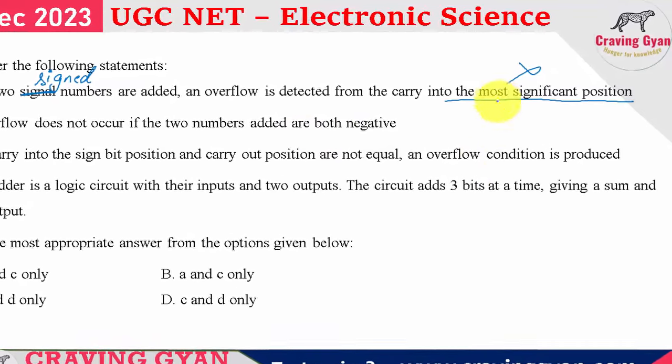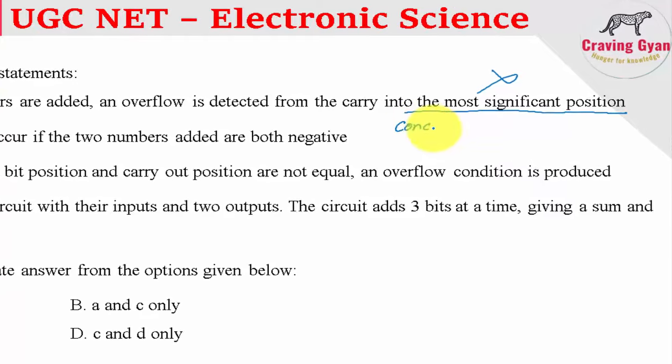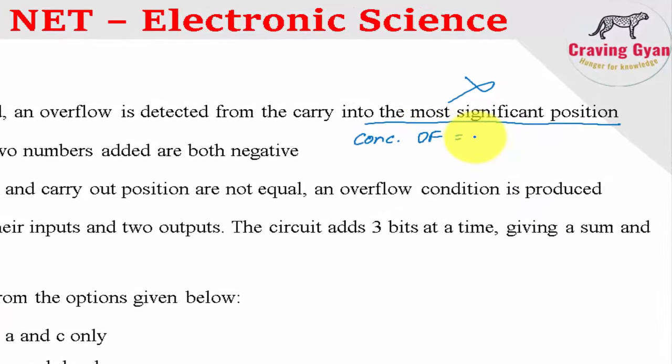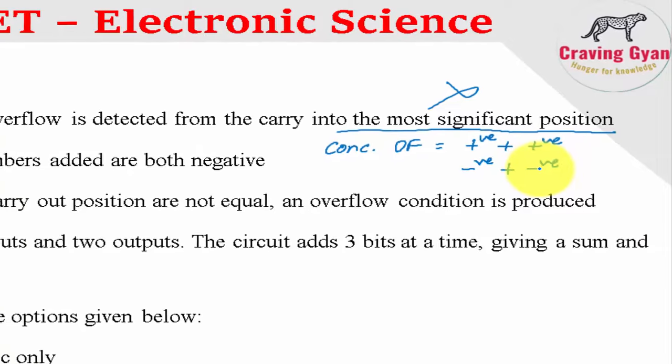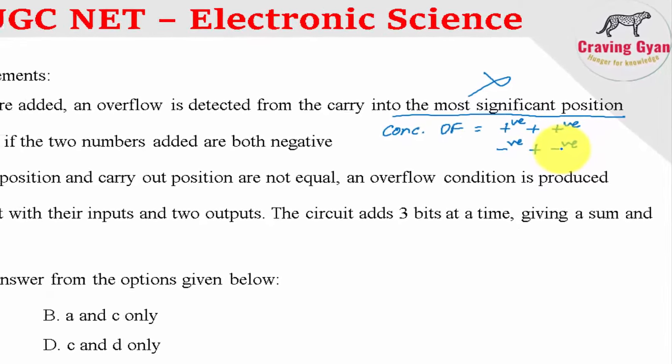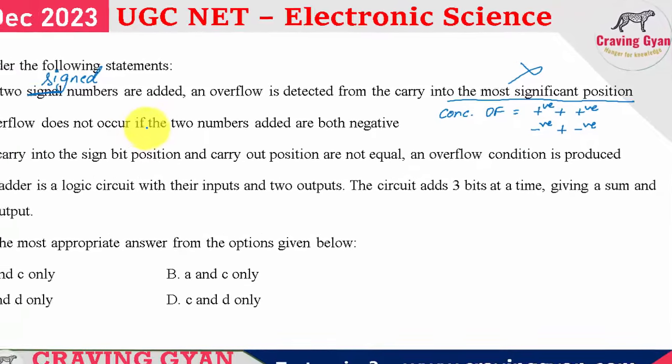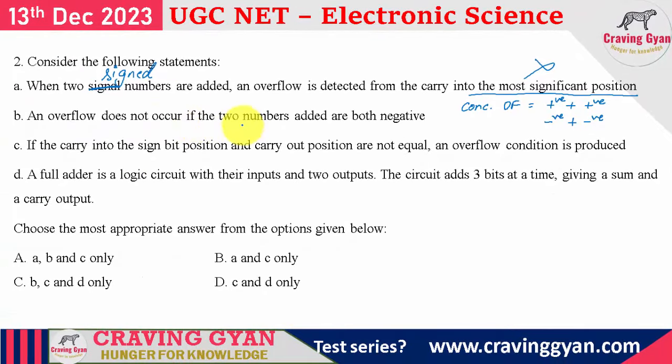So overflow is nothing but a conceptual overflow. Chances are, suppose you are adding a positive number with a positive number, overflow may occur. Similarly, if you are adding two negative numbers, overflow may occur. But suppose you are adding a positive number with a negative number, the obtained result is within the limits. So at that time, you will not be getting an overflow. So the statement that an overflow does not occur if the two numbers added are both negative is wrong, it may occur.